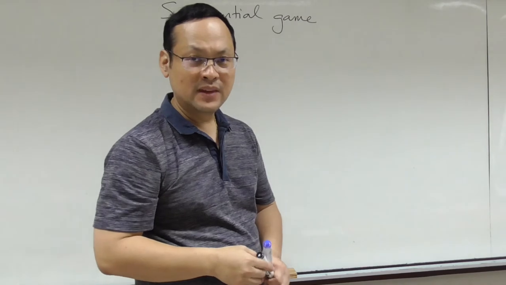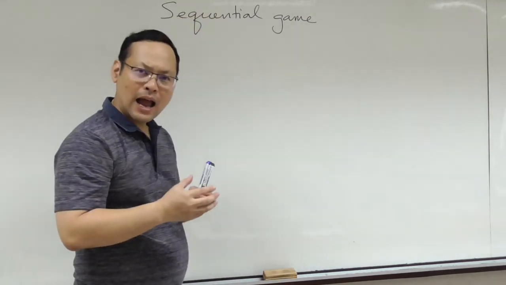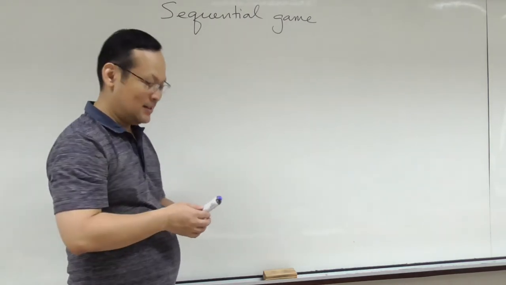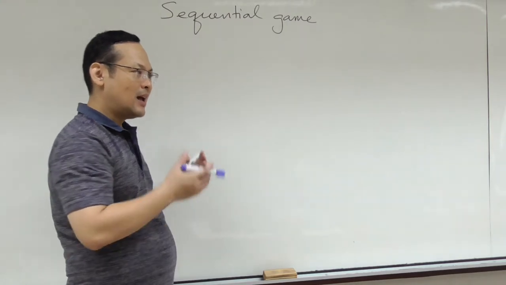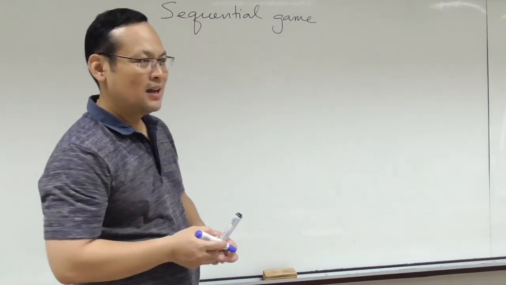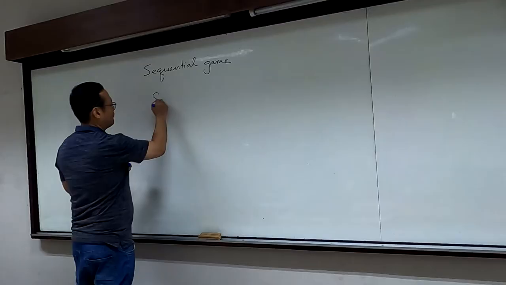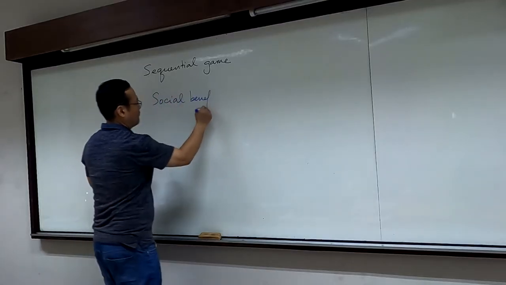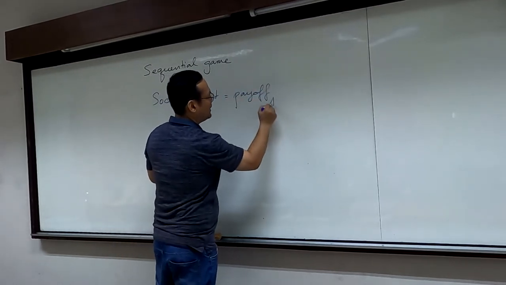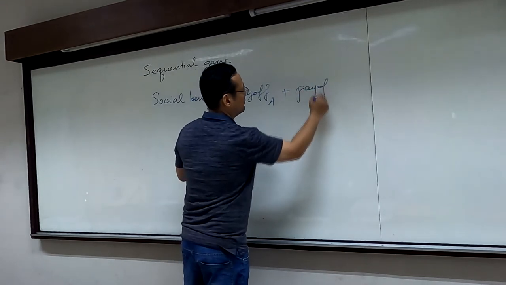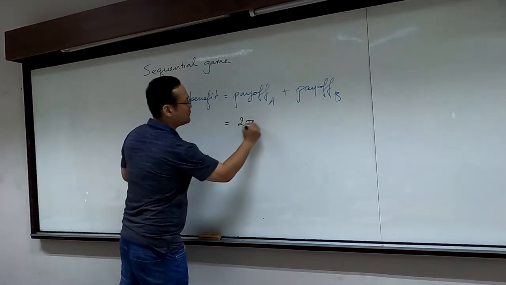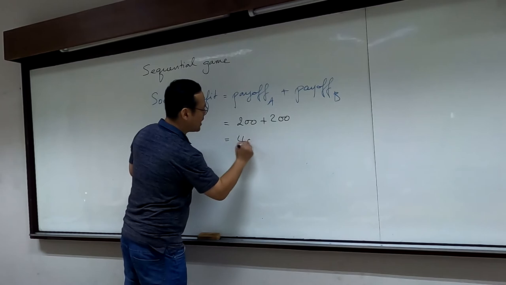In the previous example, A and B are good friends. They wish happiness for each other. Therefore, I wouldn't like to crush you and I would like you to be happy too. The social benefit is the payoff of A plus payoff of B. In that case, the social benefit is 200 plus 200 equals 400.